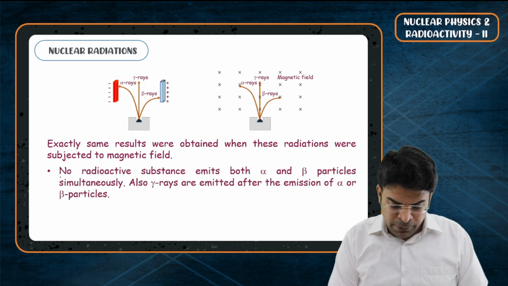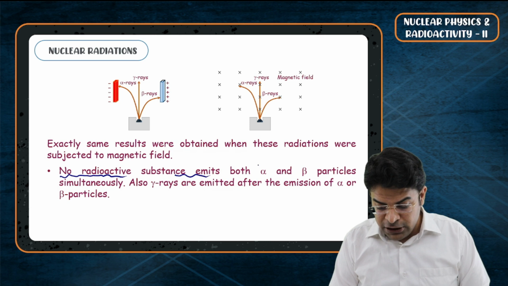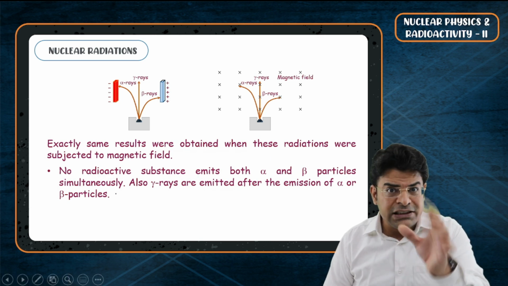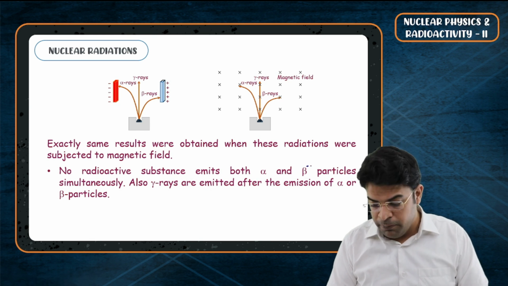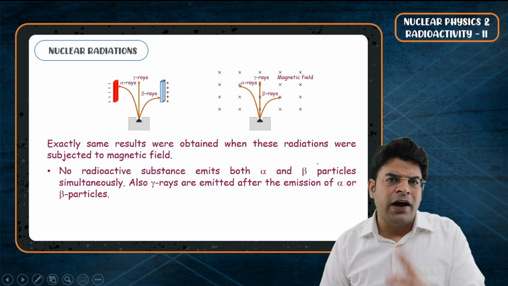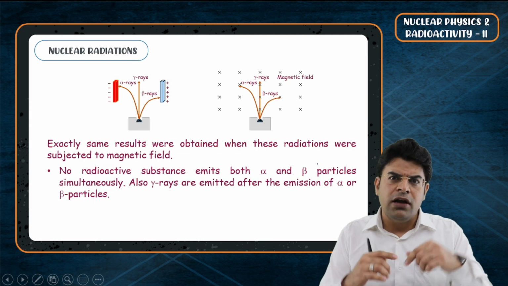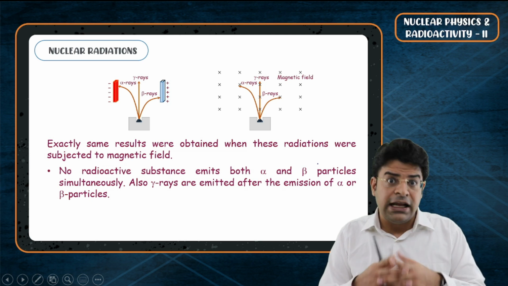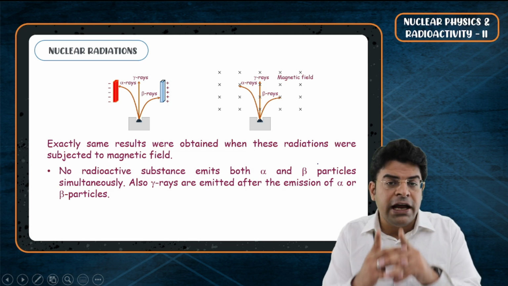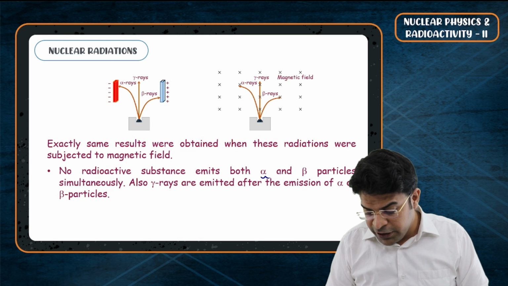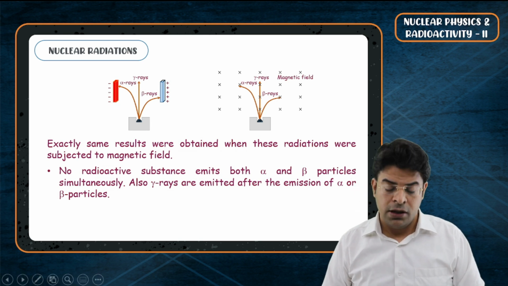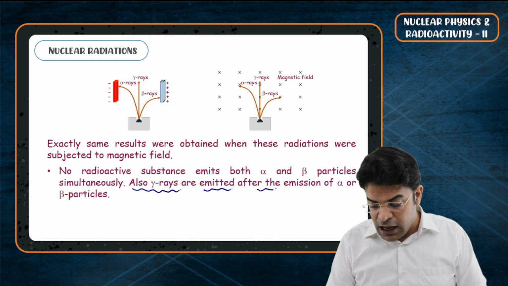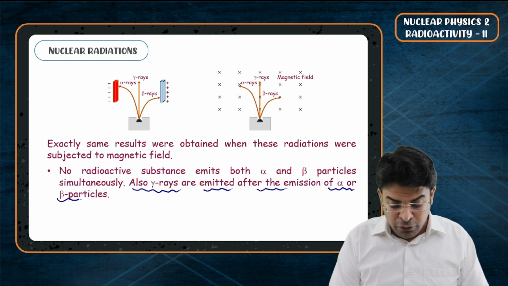So the first thing: no radioactive substance emits both alpha and beta particles simultaneously. If I have just said beta, it means that I am talking about beta minus. So you do not find that from a nucleus both alpha particles and beta particles are coming out simultaneously. This doesn't happen. Why? We'll explain when I individually explain alpha radiation and beta minus radiation. The extension of this point is that gamma rays are emitted after the emission of alpha or beta particles.